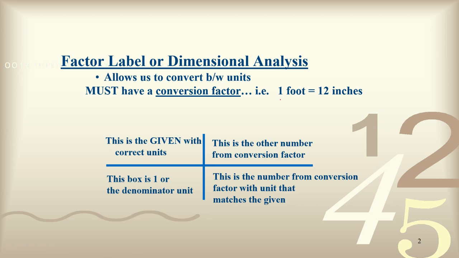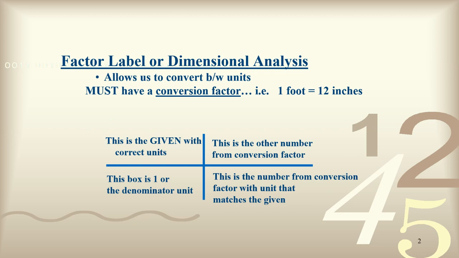So for example, we have 1 foot equals 12 inches. That's an example of a conversion factor. 1 day equals 24 hours. Anything like that where you have two things set equal to each other. Now the notation that we're going to use for this is this horizontal line and vertical line. I sometimes call this train tracks.